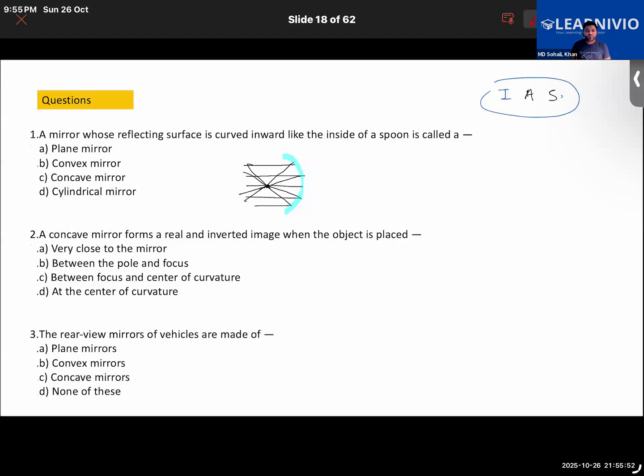See, it's actually the convex mirrors. The question is saying the rear view mirrors of vehicles are made up of, so they are made up of convex mirrors. They provide a wider field of view, no? That will allow the drivers to see more area. Front view uses concave, right? Front view, what do you mean front view?